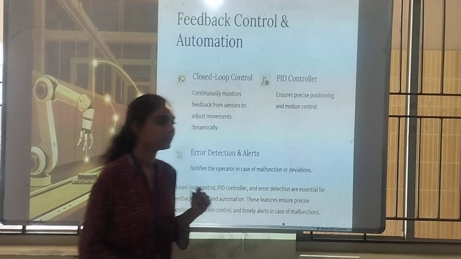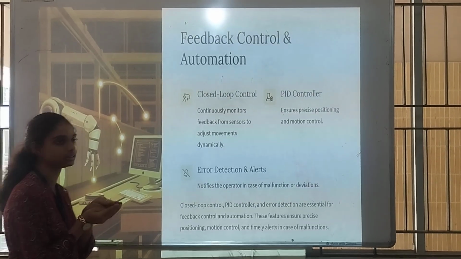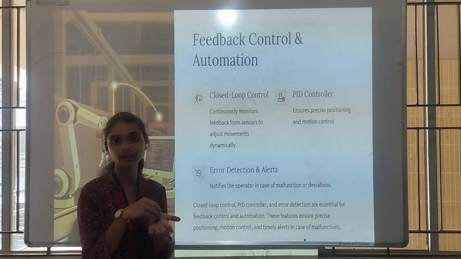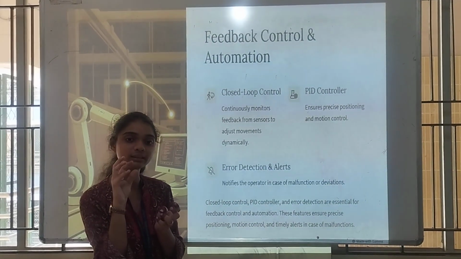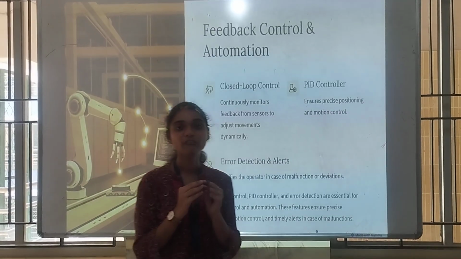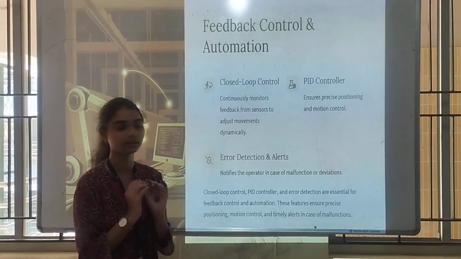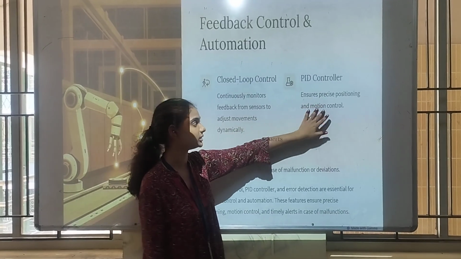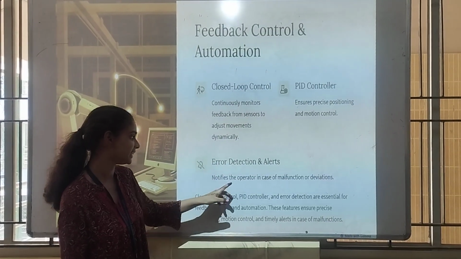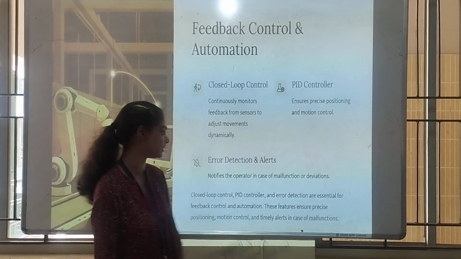Feedback and control system. We are using a control loop system. For example, it gives feedback as input and output. The output gives the feedback and again becomes input. This makes a closed loop, which gives very concise feedback. And the PID controller ensures precise position and motion control, and error detection notifies in case of malfunctions and deviations.